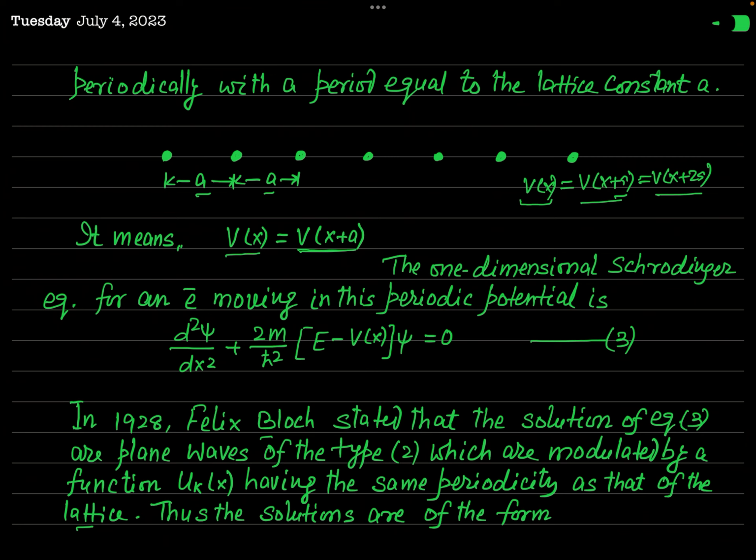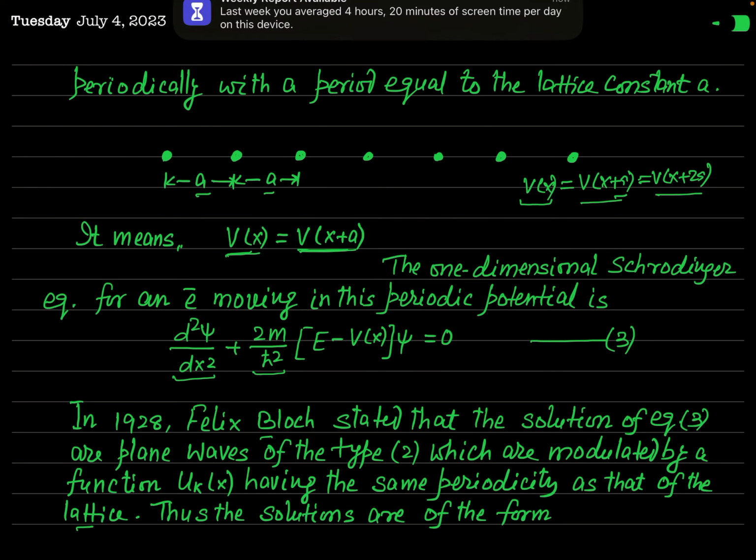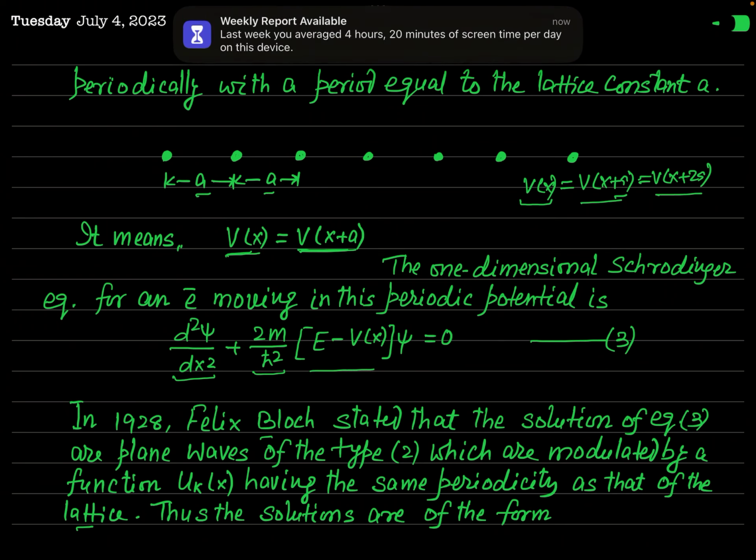Now, to solve the problem, to know the behavior of the solid, we will have to set up Schrodinger equation in one dimension for the electron moving under this periodically varying potential. And Schrodinger equation will be, you can see, d2 psi by dx square plus 2m over h bar square times E minus V of x psi is equal to 0.